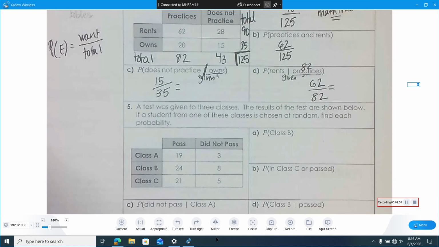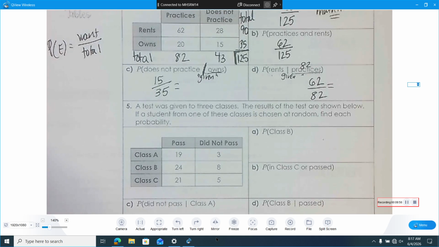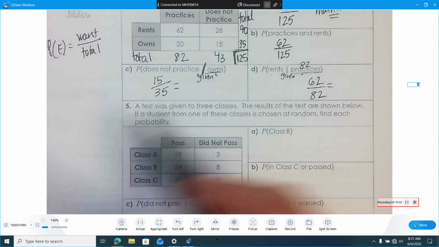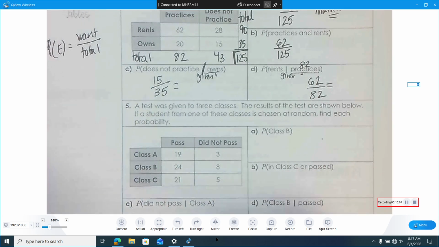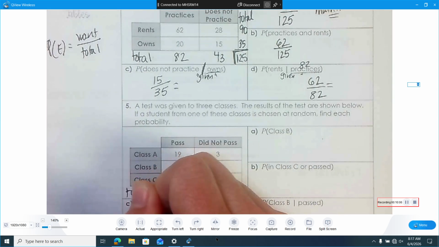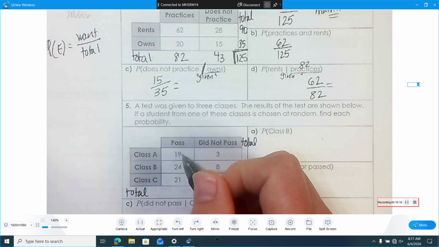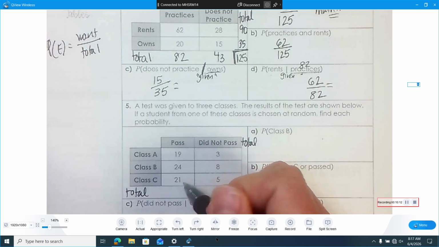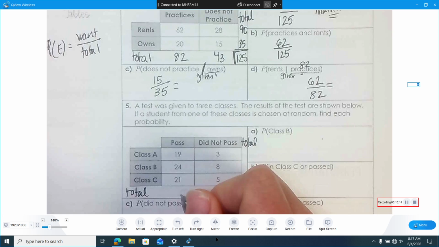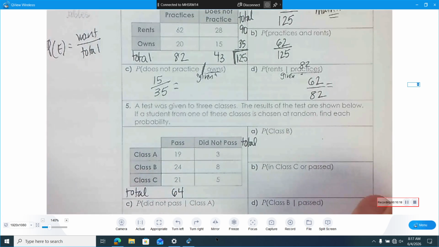number 5 here. A test was given to 3 classes. The results of the test are shown below. If a student from one of these classes is chosen at random, find the probability. What's missing in our totals? So again, I'm going to write those in because those are really, really helpful. So, 19, 24, and 21, 64? Is that right? Yeah. Okay.